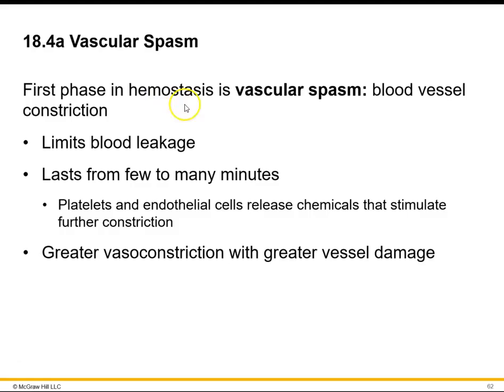Okay, so vascular spasm, we said, is the first phase in hemostasis. Remember, this is going to be blood vessel constriction or vasoconstriction. This is going to limit blood loss, and it can last from a few to many minutes, and platelets and endothelial cells are going to be the guys releasing chemicals. And what those chemicals do is they're going to stimulate even more vasoconstriction. And you'll see greater vasoconstriction with greater vessel damage.